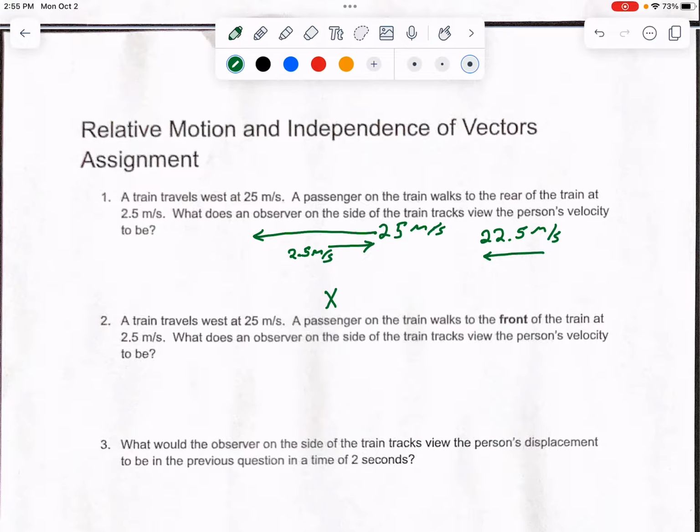Number two is the exact same problem. Just be careful when we start bolding things. On this one, a passenger on the train walks to the front of the train. Just make sure you're reading your problems thoroughly. I've still got my train going 25 meters per second to the west, but now my person's walking to the front of the train at 2.5 meters per second, and our observer is still off to the side. So it's going to look like that person is doing 27.5 meters per second, both going west. Because the person is on the train, you combine those velocities, so they're going in the same direction.